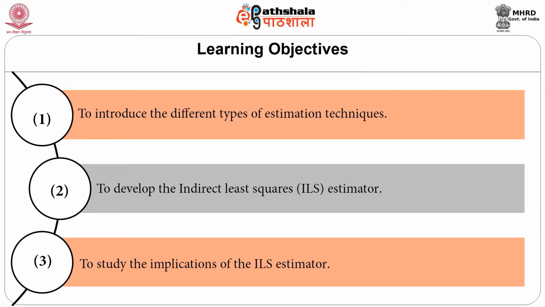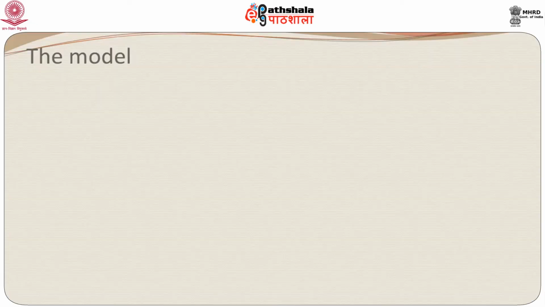Now, in this lecture and in the subsequent lectures, we will assume that an equation is identified or the system as a whole is identified, and then what we will look at is how do you estimate the parameters of this identified equation or this identified system. Let us go back and look at the simultaneous equation models.